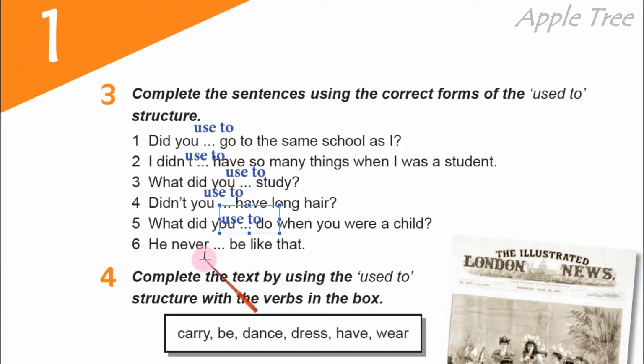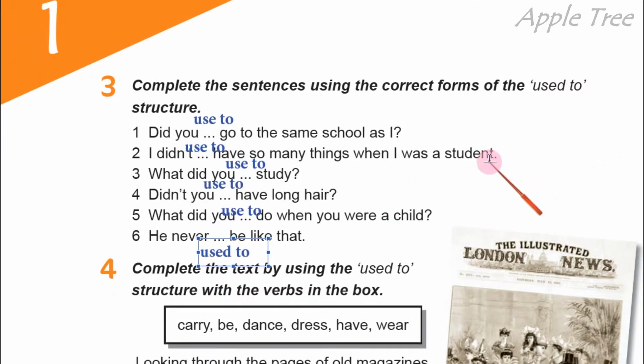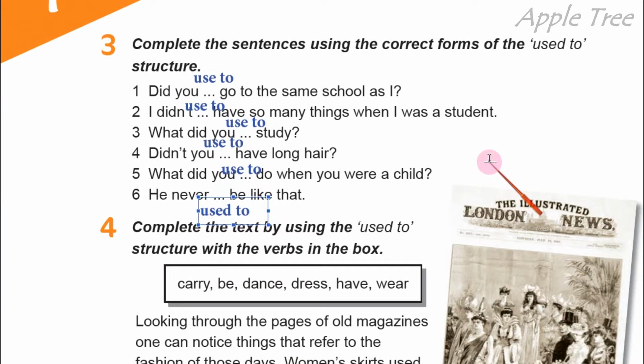He never. Якщо є never, то вже ми розуміємо, що це заперечення, так? Але без дієслова did. Отже, якщо нема did в реченні, то used вживається закінченням ed. He never used to be like that. Він таким ніколи ще не був. Жаліється матуся, наприклад, на свою дитину. Ну, або вчитель на учня.